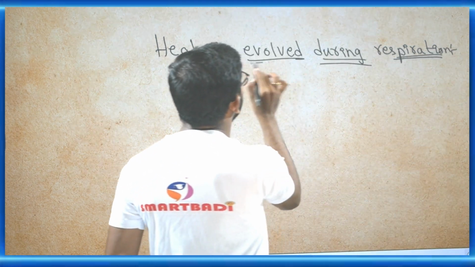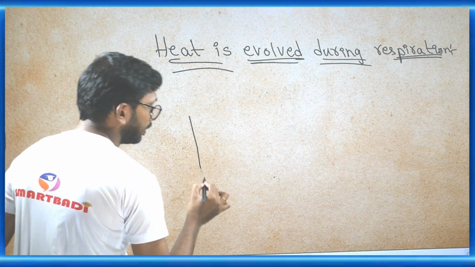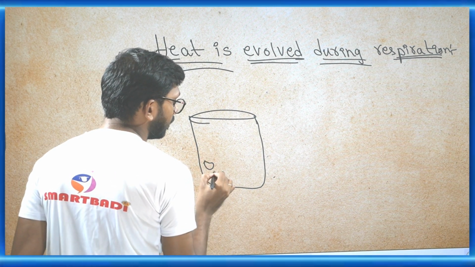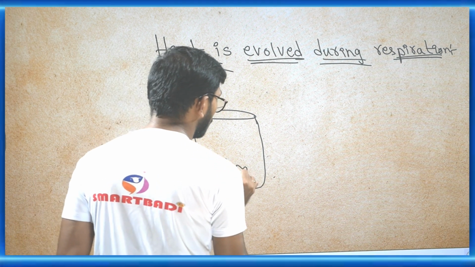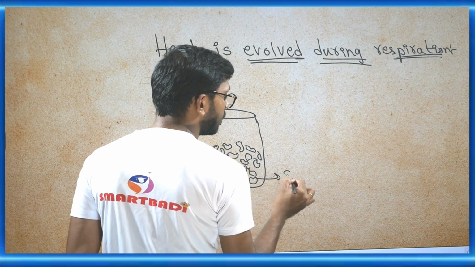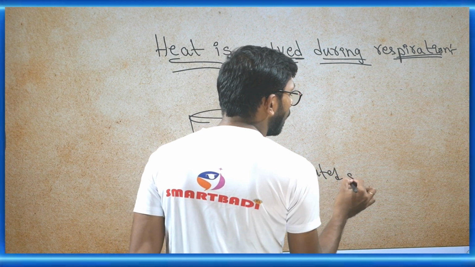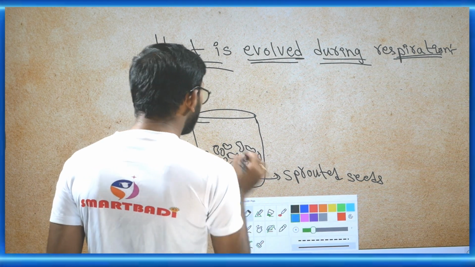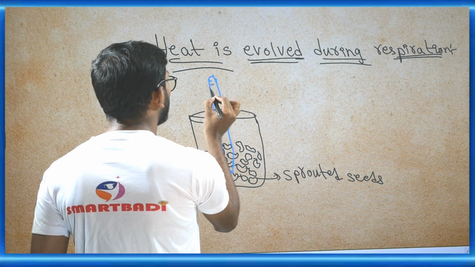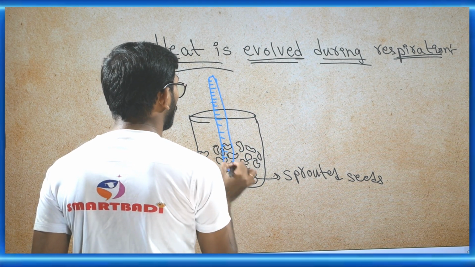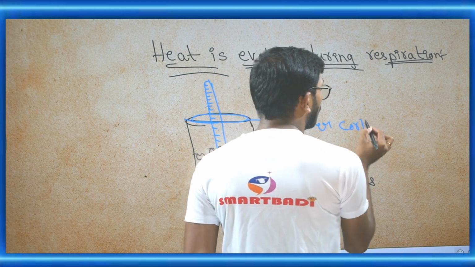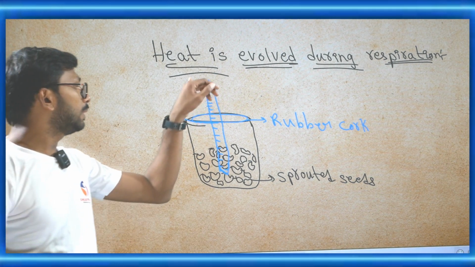So what happens in this case is, first, in the same way, let us take a beaker. Now place the same sprouted seeds or the germinating seeds, whichever you want. After placing the sprouted seeds, along with them I am also inserting one thermometer inside the beaker. Now I have completely covered it with the rubber cork. The rubber cork has a small hole which is required to insert the thermometer.